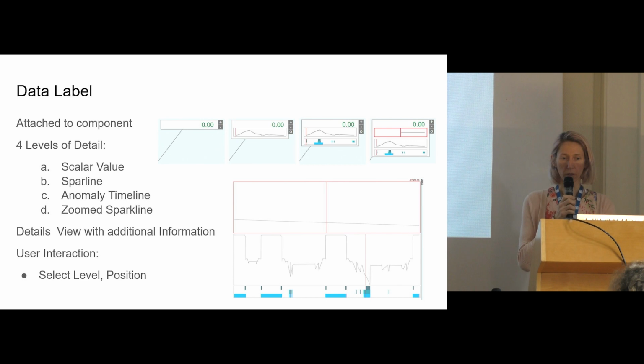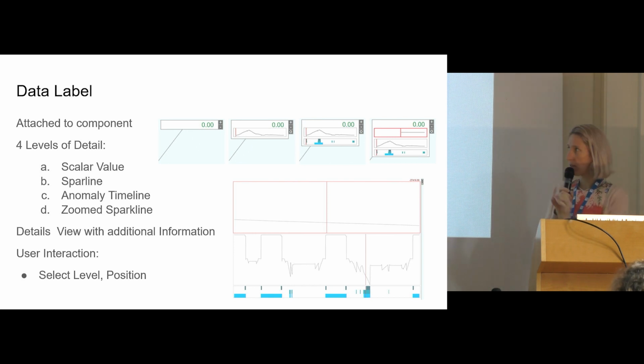We have 4 different levels of detail, and the user can choose how much detail he wants to look at. So first we have only the scalar value, the actual value. Then we can increase it and we get a sparkline. So it's basically just a line graph of the evolution of the flow for this component. And on the third level, we add the anomaly timeline. It's kind of like the big timeline, but just for this one component. And finally, we can increase one more level and we get a zoomed window of the sparkline. The zoom window corresponds to the zoom window of the timeline.